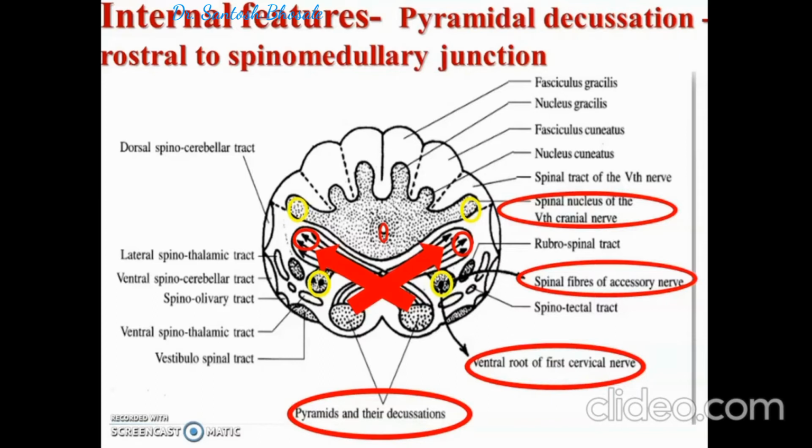And then in the posterior funiculi, you have the nucleus gracilis there. Now, you will notice that nucleus gracilis and nucleus cuneatus carry the fibers. Nucleus gracilis carries sensations like touch, pressure, vibration and proprioception from the lower limb and lower part of the trunk, and it produces the elevation.